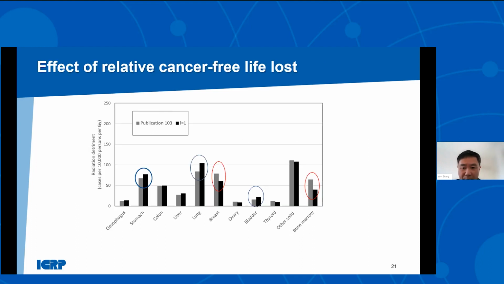These slides show the comparison between the standard detriment in publication 103 and that calculated using a relative cancer-free life lost equal to 1. Variations in detriment are observed, especially for stomach cancer, lung cancer, blood cancer, indicated in blue circles, and also breast cancer and leukemia in red circles, although the direction of change depends on the type of cancer, with a maximum impact reaching about 25%.